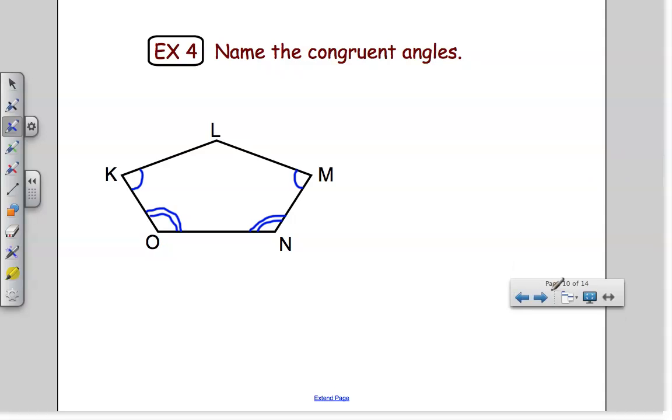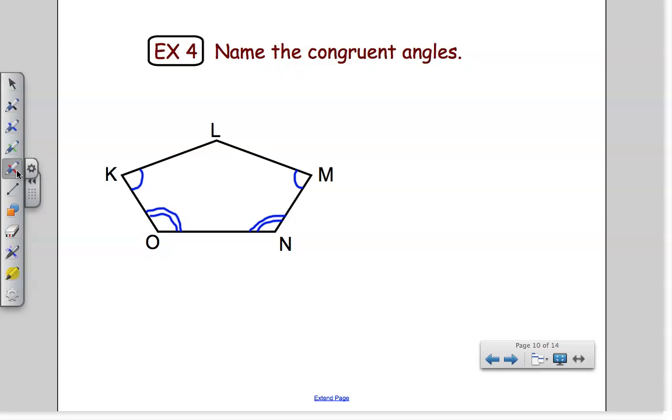Alright, let's use what we know about symbols and marking for congruent angles to name some here. We have a pentagon, 5 sides. Can you name some congruent angles? Well, I see that these angles have one arc each. And I could name with one letter, since this is angle K and there's no other angle at vertex K.